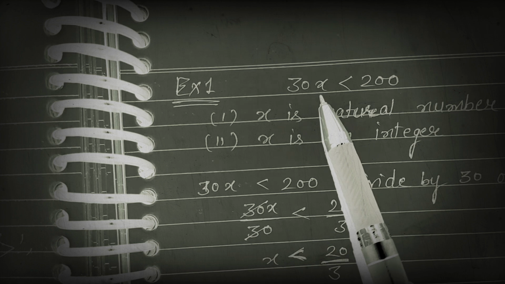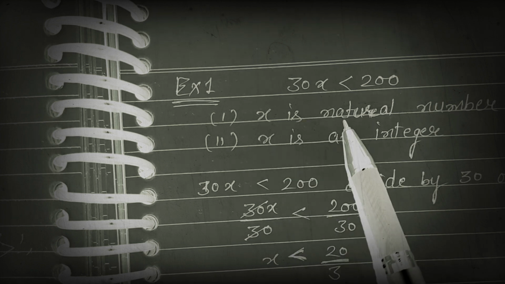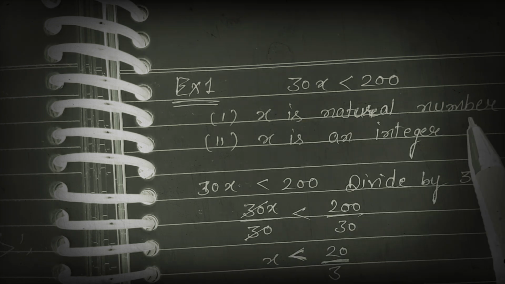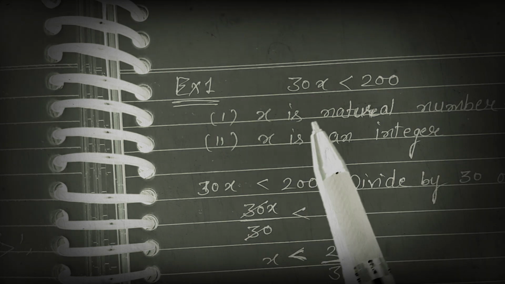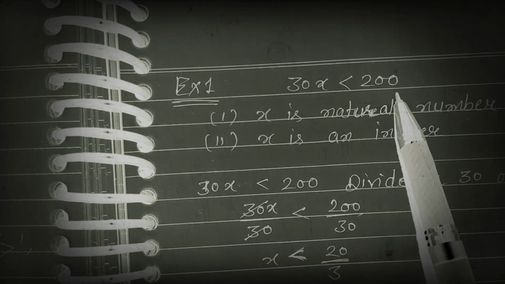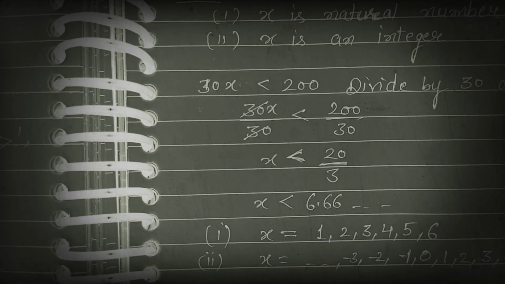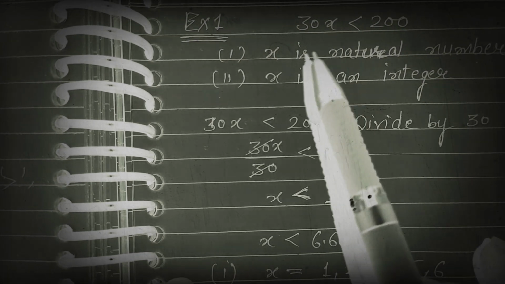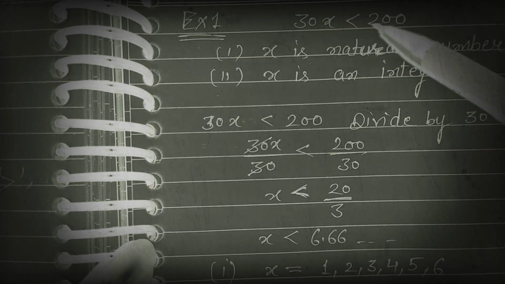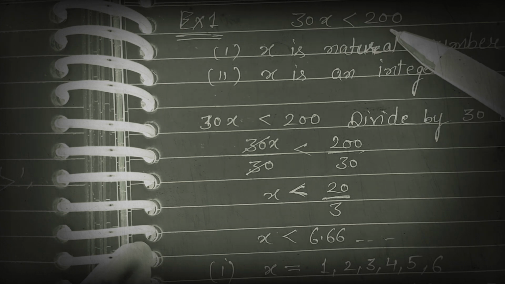It means you want to find out x where x is a natural number. First case, x is a natural number. So how will you find out x here? There are rules. You can do it directly, or there are some rules for balancing this. Suppose 30x is less than 200.